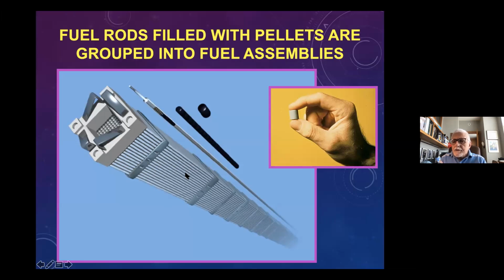And in one of our big reactors, you have anywhere from 150 to 300 of these in the reactor. And they're 15 inches to 17 inches on the side and maybe 15 feet long.